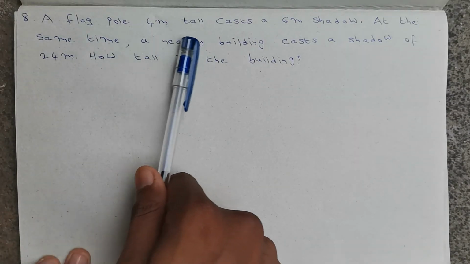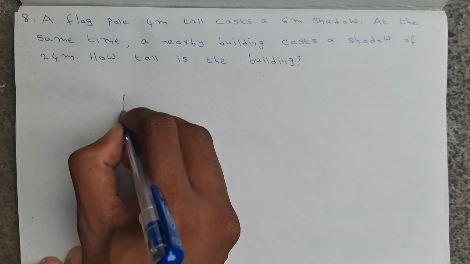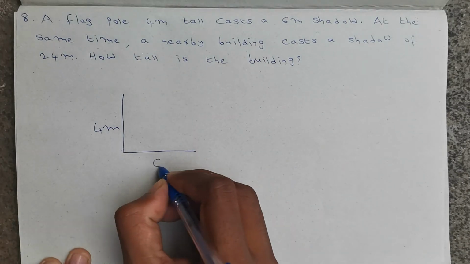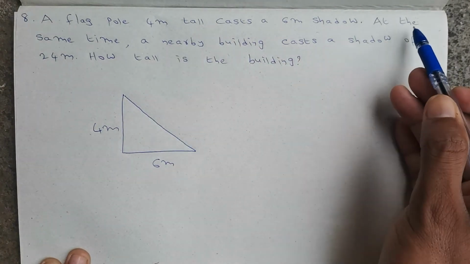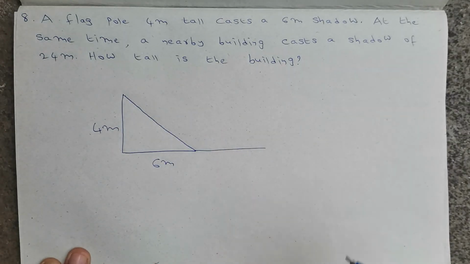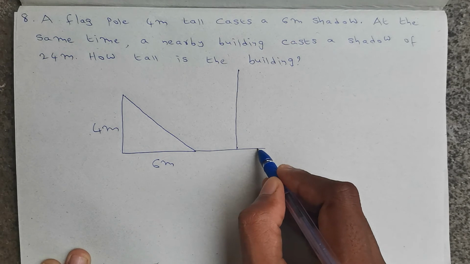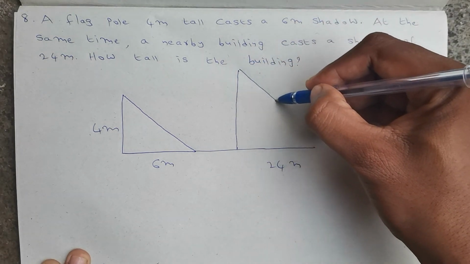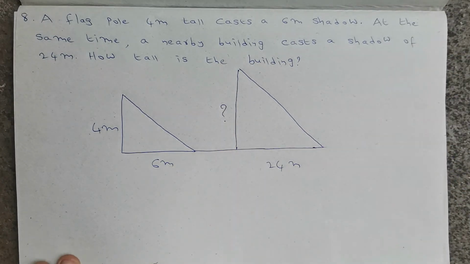Next question number 8. A flagpole 4-meter tall casts a 6-meter shadow. The 4-meter tall flagpole is giving a shadow of 6 meters. If we join this, we'll get a triangle. At the same time, a nearby building casts a shadow of 24-meter long. One building is there and that building shadow is of 24 meters length. If we join this, we will get a triangle. Then he is asking what is the height of the building.